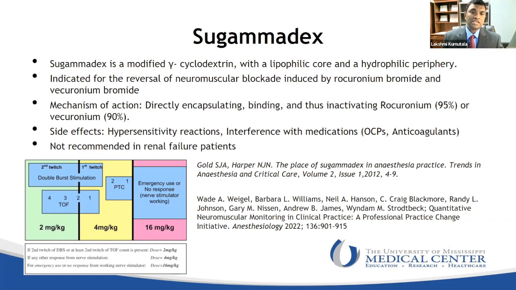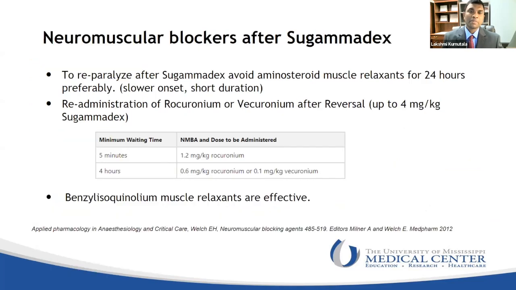For the dosages, in emergency use with no response, you may give up to 16 milligram per kg body weight. With a post-tetanic count of 1 or 2, you will give a dose of 4 milligram per kg body weight. And with the presence of a second twitch in the DBS, you may give a dose of 2 milligram per kg body weight. What happens if you need to give neuromuscular blocking agents after sugammadex?